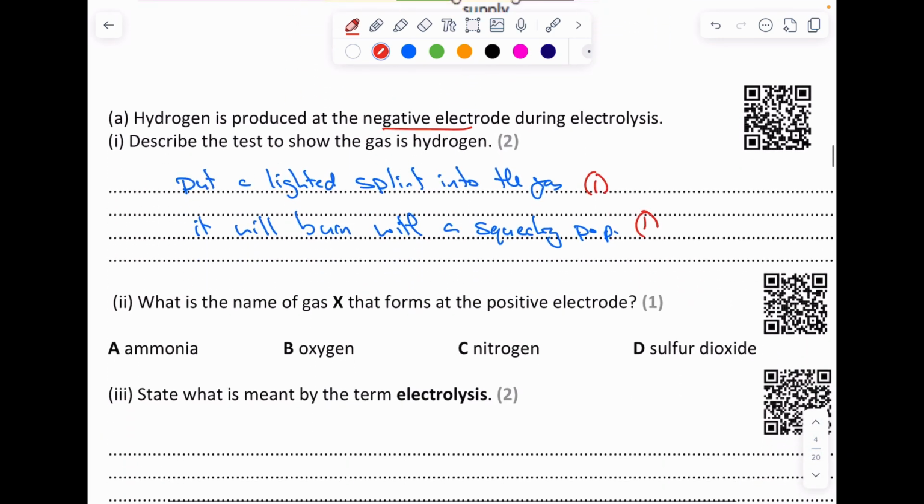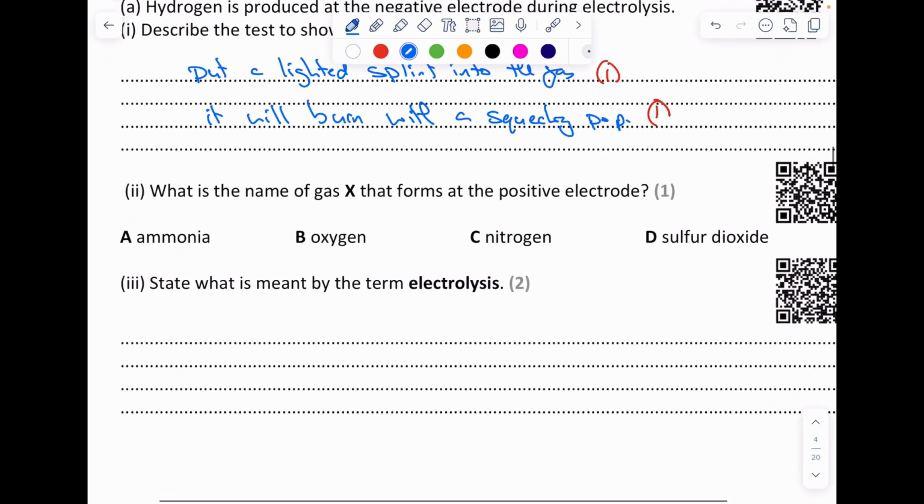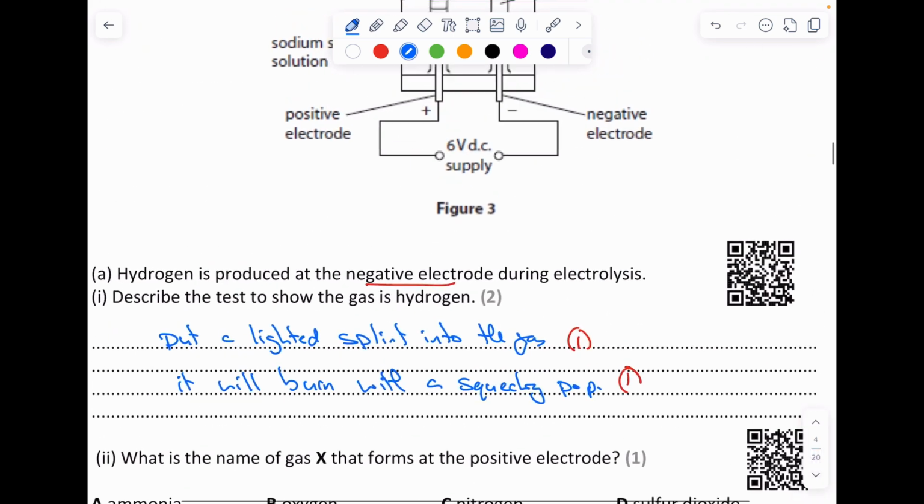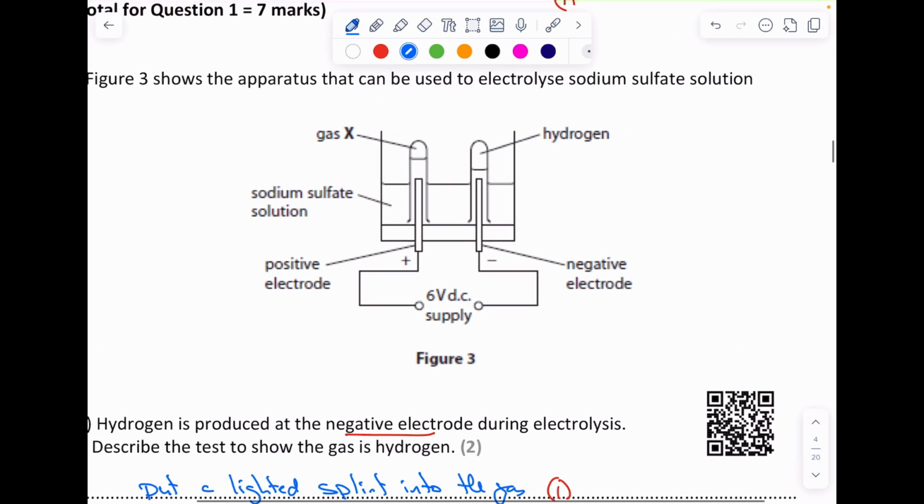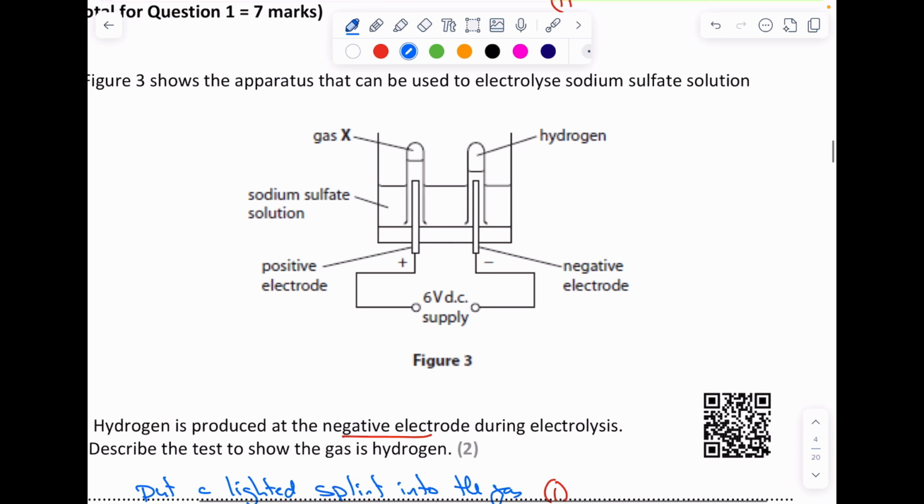Make sure you don't say do the pop test, because that gets you 0 marks on that question. You need more detail. What's the name of gas X that forms at the positive electrode? So if we just come back up here, we're getting hydrogen formed here. What's going to be the gas at the positive electrode?